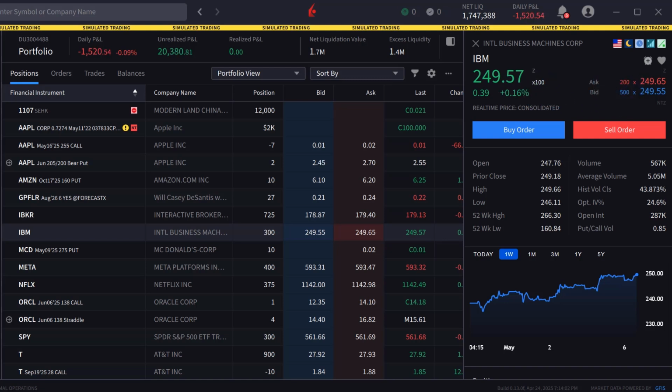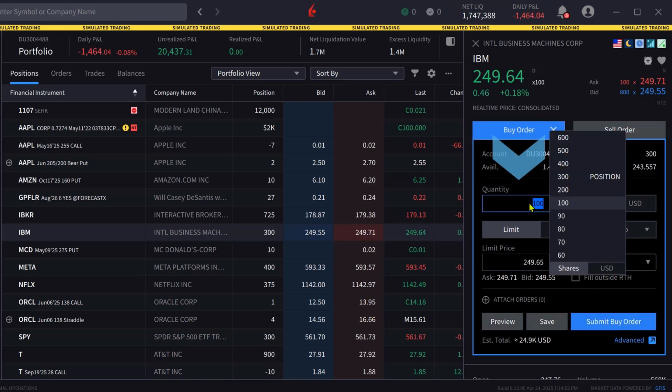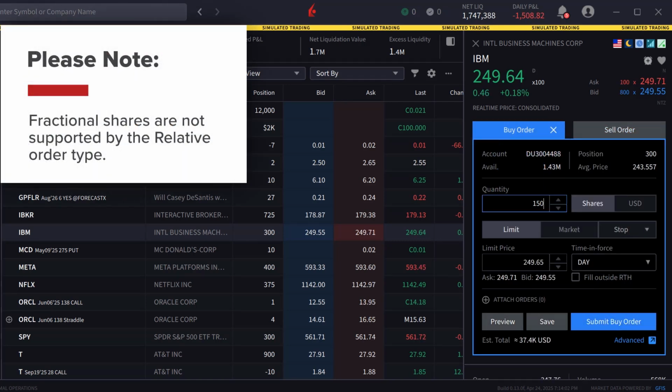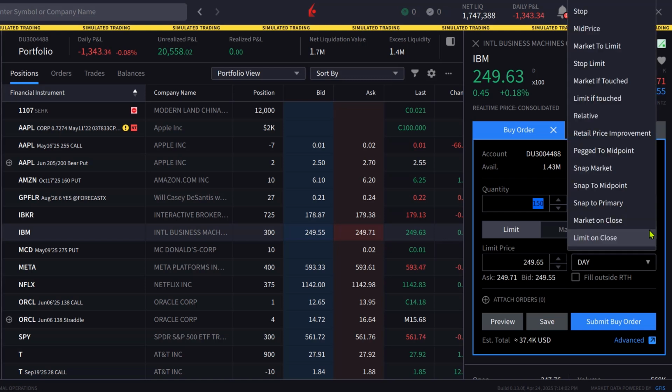In this example, the investor chooses to create a buy order and can select the quantity in shares. Note that fractional shares are not supported by the relative order type. Directly below are three order types: Limit, Market, and Stop. To access the relative order type, the investor clicks on Stop and scrolls in the drop-down box to Relative.